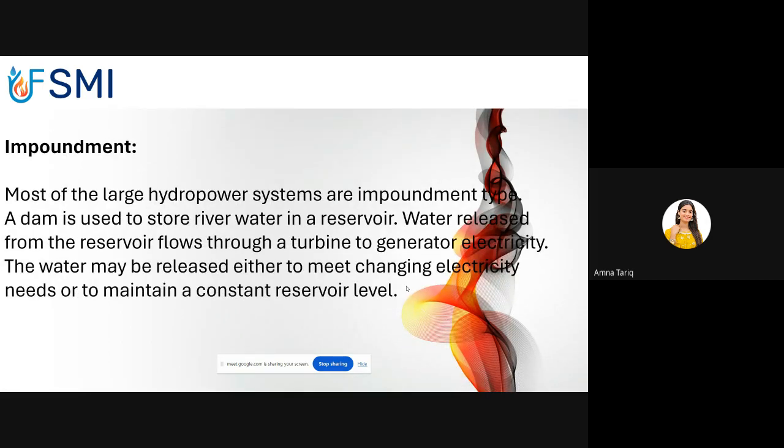Okay, so the first type is impoundment. Most of the large hydropower systems are impoundment type. A dam is used to store river water in a reservoir. Water released from the reservoir flows through a turbine to generate electricity. The water may be released either to meet changing electricity needs or to maintain a constant reservoir level.